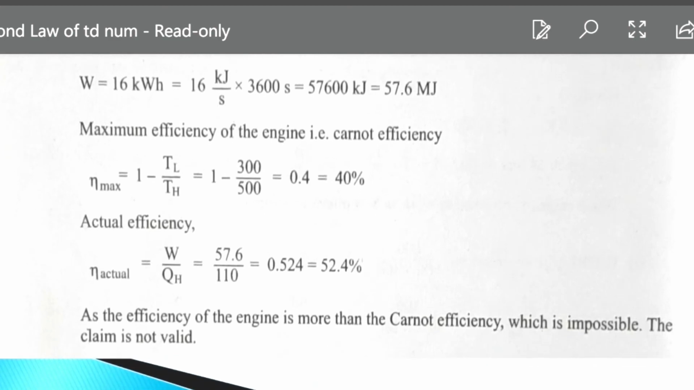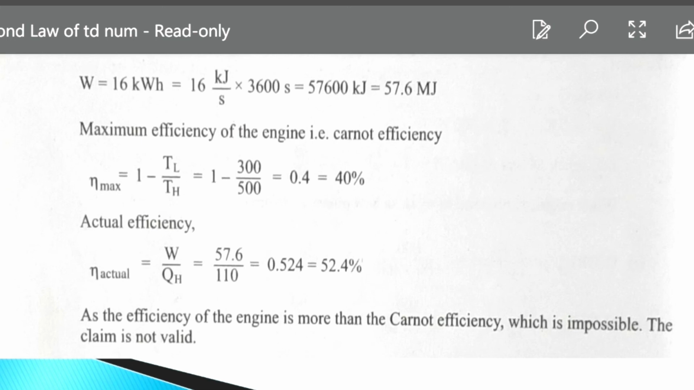Now the given question is, would you advise investing money to put this engine in the market? This problem is solved by determining the efficiency, that is Carnot efficiency and actual efficiency. If actual efficiency of engine will be less than Carnot efficiency, then we may advise to purchase this engine. Okay, so first of all we determine Carnot efficiency.